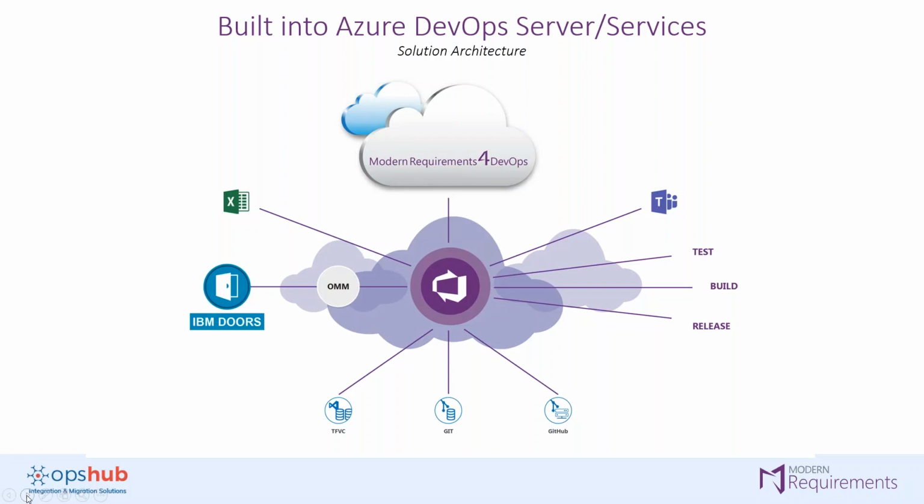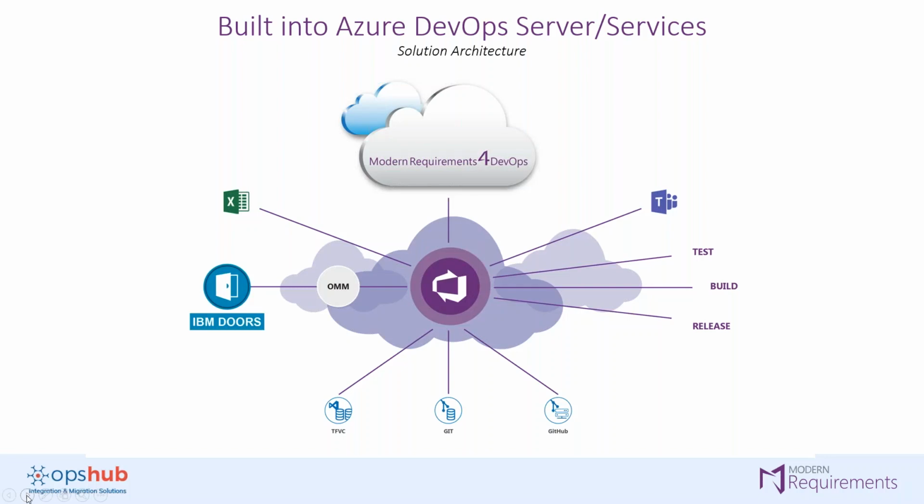The tool inherits whichever process template you want to use for your project, whether it's an out-of-the-box agile or a highly customized CMMI template. You can see and work with all of the work items that you've created in Azure DevOps. And also the tool supports the bidirectional integration with Excel and Microsoft Teams.